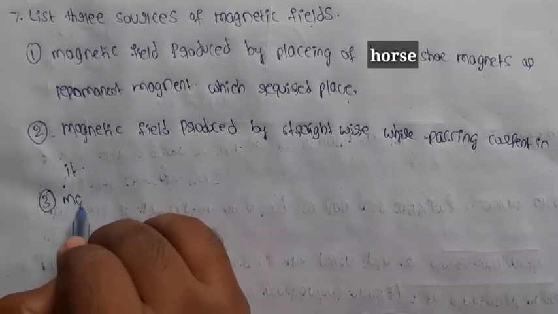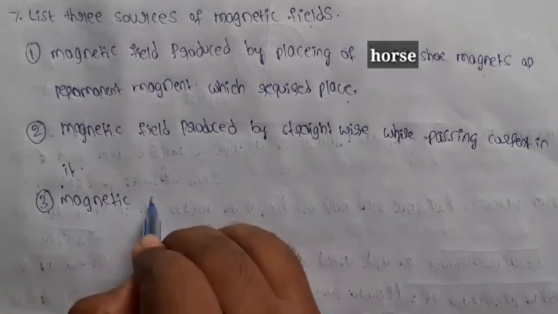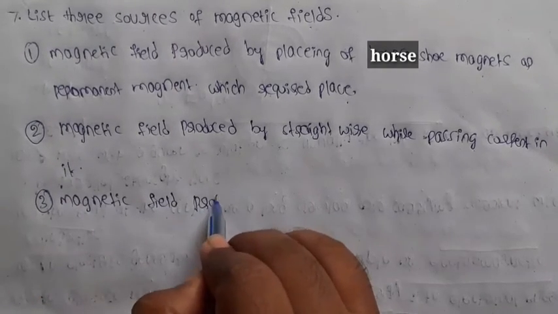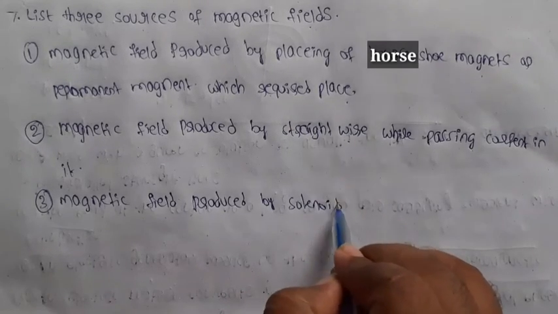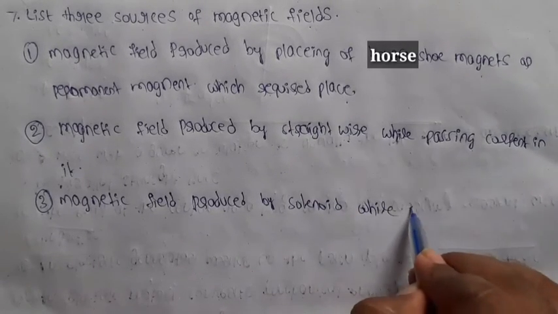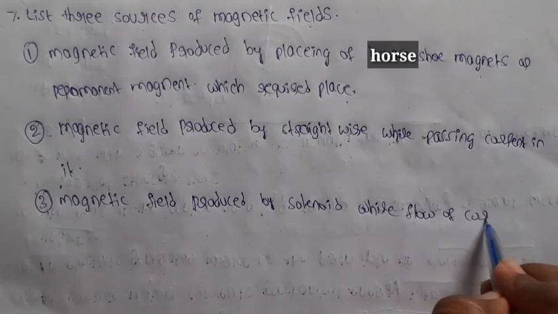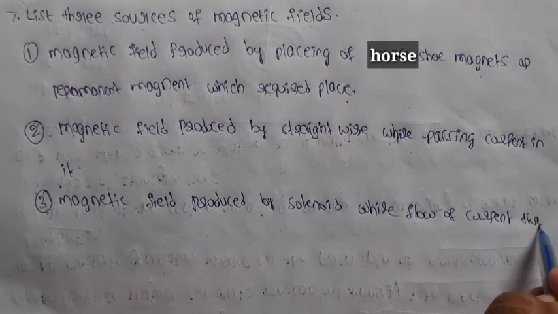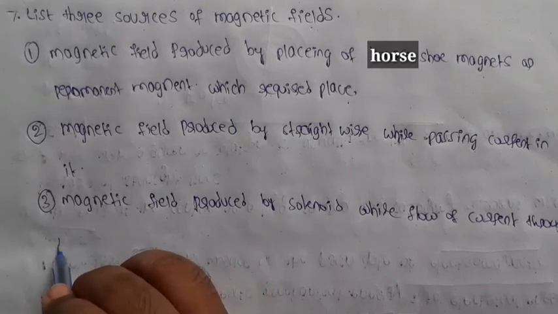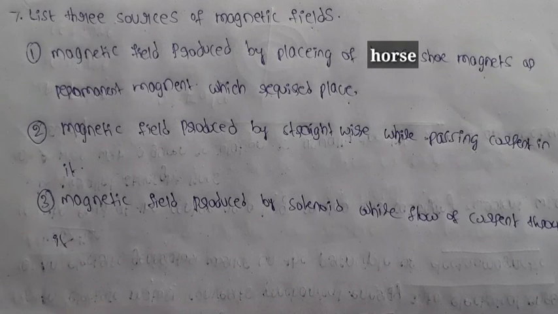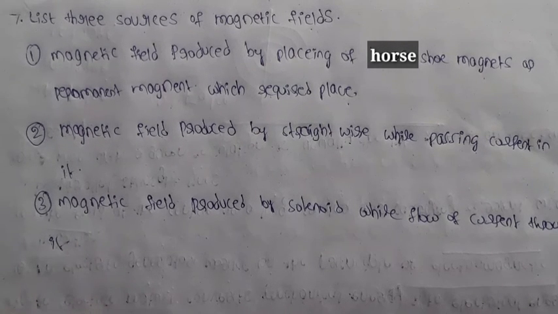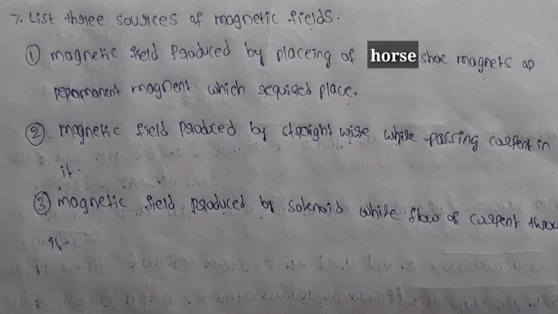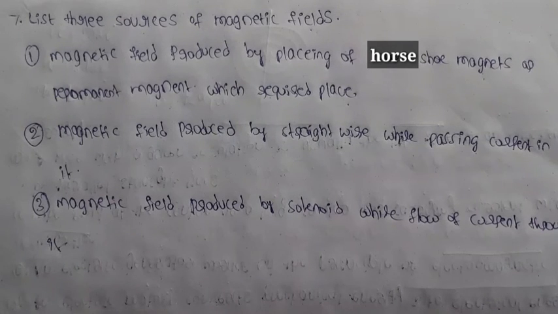Next, third one, magnetic field produced by a solenoid while current flows through it. When current is passing through the solenoid, a magnetic field is developed around it. These are the 3 sources of the magnetic field. Remaining questions we will discuss in the next session.